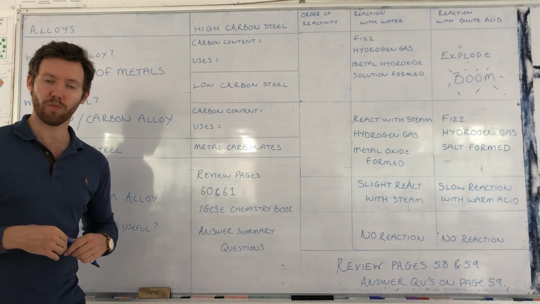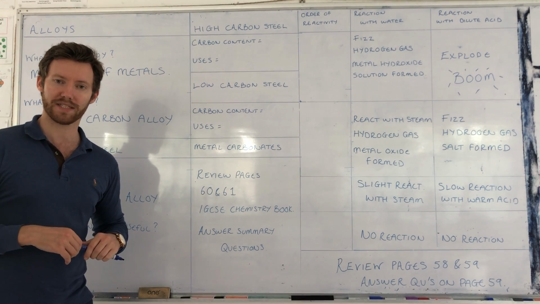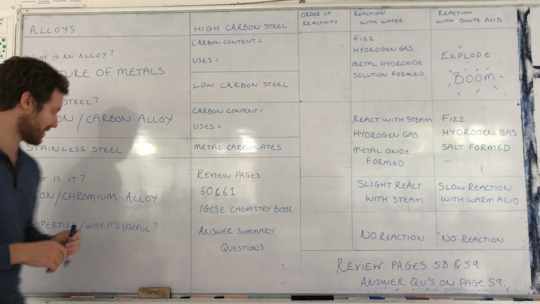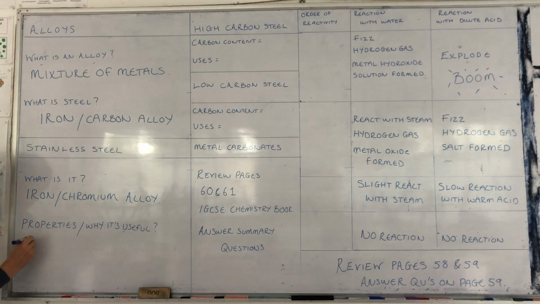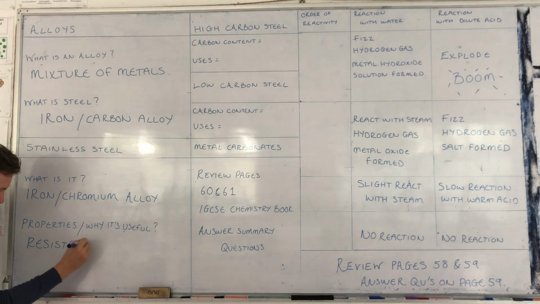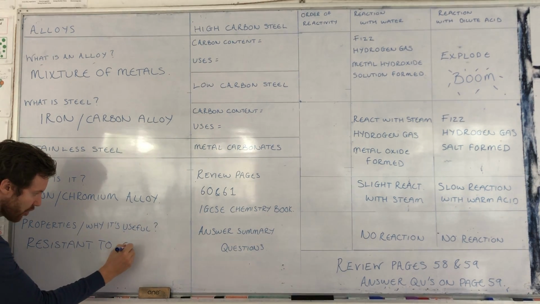Why do we use it then? What is it useful for? What are the properties of this stainless steel? Very important word. It is resistant to corrosion.